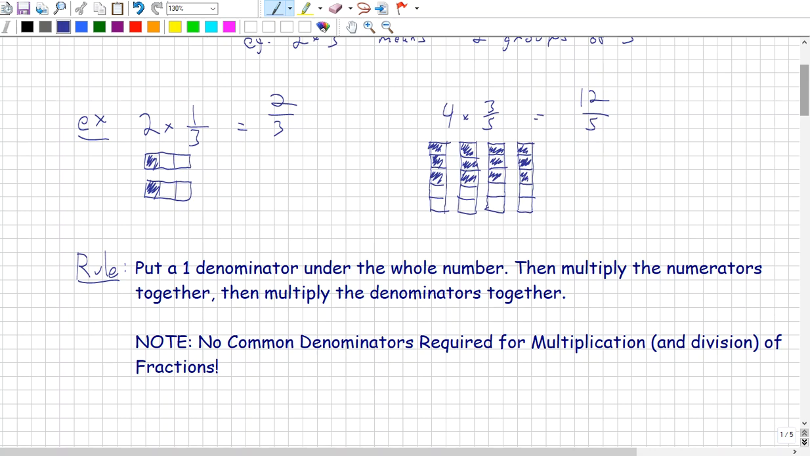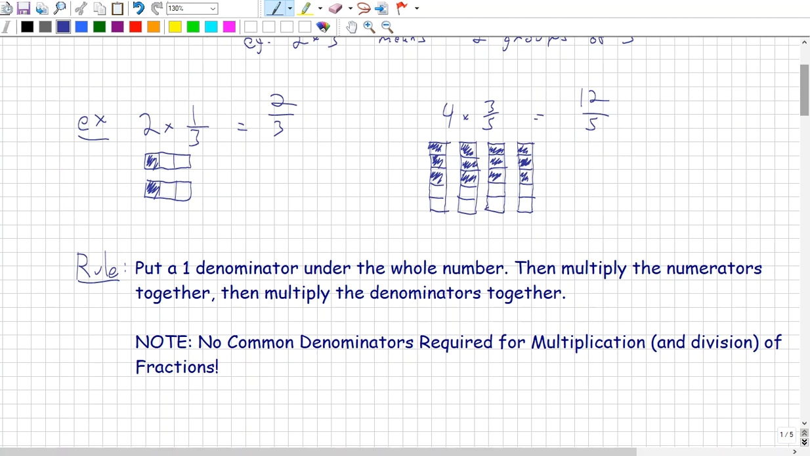So we're gonna make a rule here. Before we go on, we're gonna make a rule. We're gonna put a 1 under the whole number as a denominator. Then we're going to multiply. And remember, when we multiply, we multiply numerators by numerators and denominators by denominators. That's how this works. So the numerators get multiplied together. Denominators get multiplied together. You do not need a common denominator when you're multiplying or dividing fractions, ever.